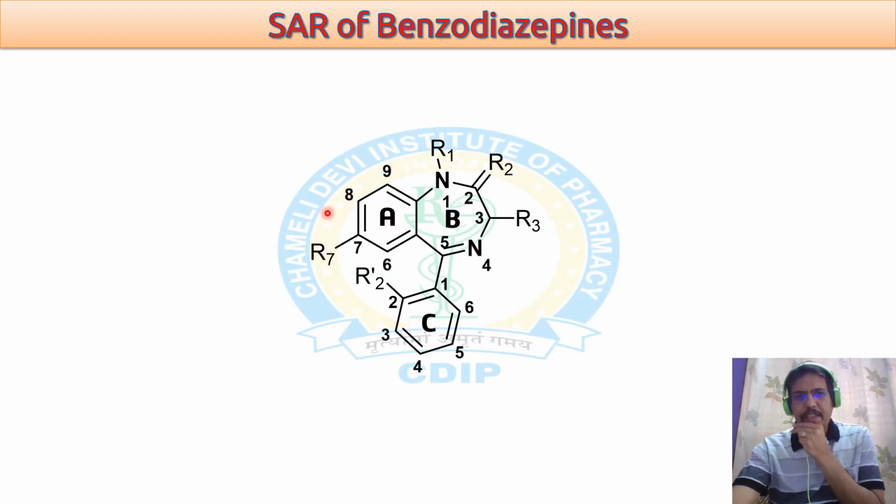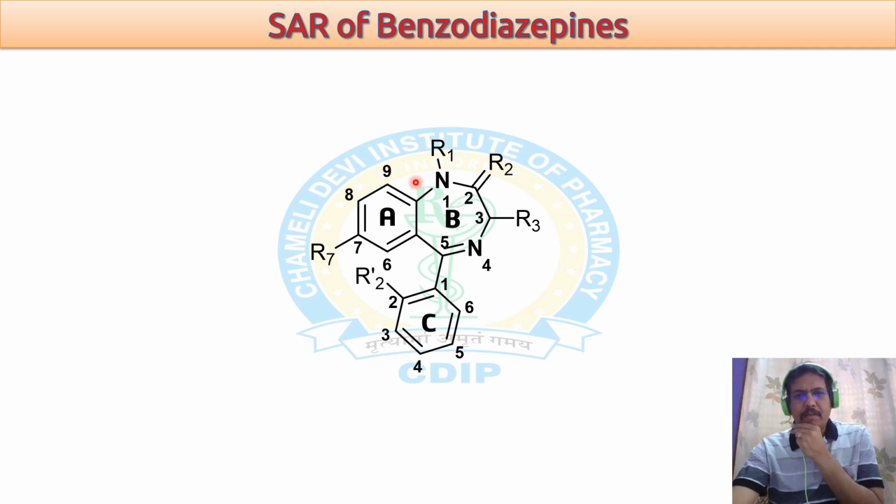Actually, this core structure is called the benzodiazepine nucleus, and when we go for modification in this benzodiazepine nucleus at different locations, it shows sedative and hypnotic activity. So what are the areas where we go for modifications in this structure?